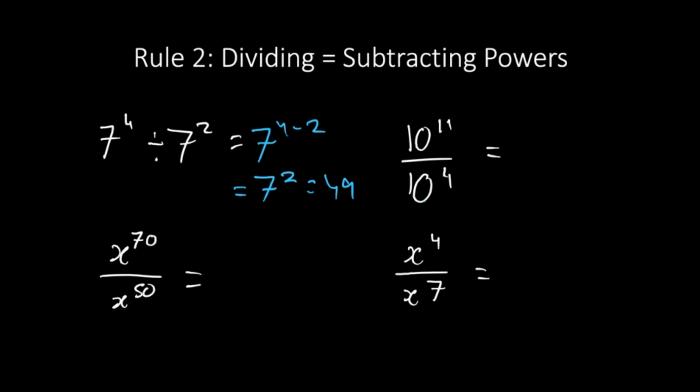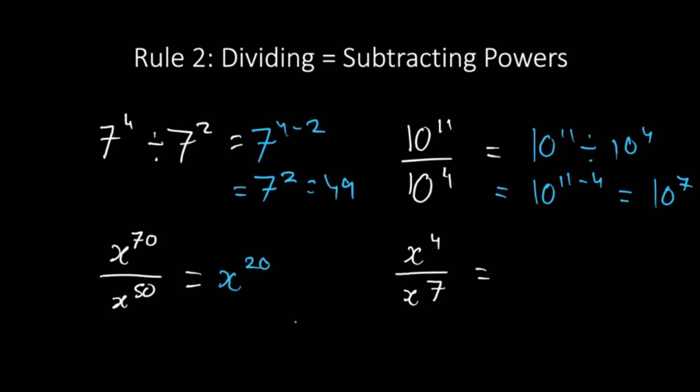10 to the power of 11 over 10 to the power of 4. In other words, it's 10 to the power of 11 divided by 10 to the power of 4, which is 10 to the power of 11 minus 4, which is 10 to the power of 7. Then x to the power of 70 over x to the power of 50. You just subtract the numbers and boom, easy.